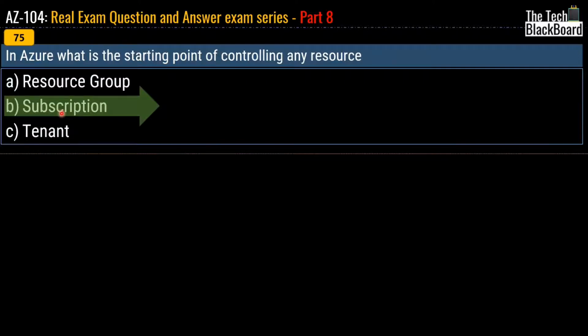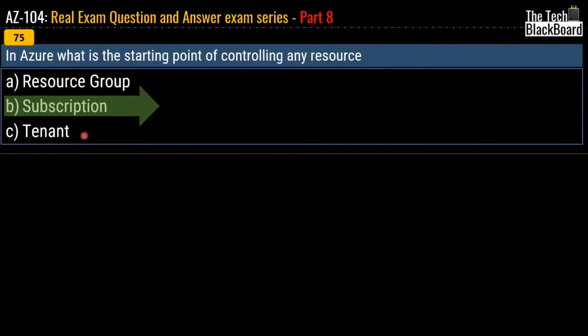Whenever you create a new login in the Azure portal, the tenant gets created automatically. However, to create any resource in Azure, you must first have a subscription. It could be pay as you go, it could be a free subscription, but there has to be a subscription. On the other hand, a resource group is just like a placeholder, or like a folder, which helps you organize the related resources together. So the correct answer for this question is subscription.